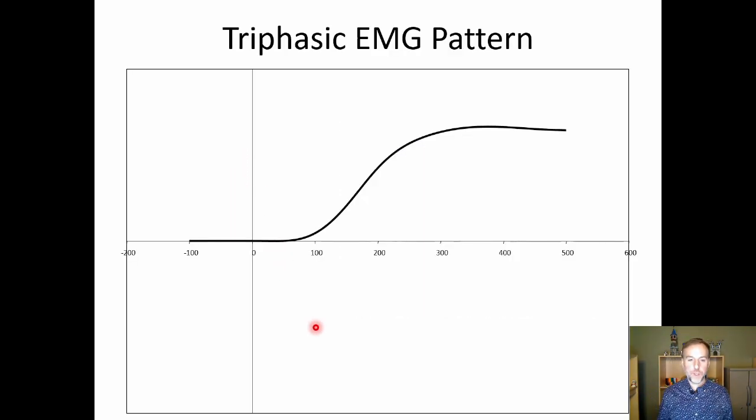Here's an example of a trial. So the participant, they get a go signal. They start at a certain position. There's a target, and they're making a fast movement. It's not a slow movement. We won't see a triphasic pattern there. It's going to be these fast, ballistic movements out to the target.